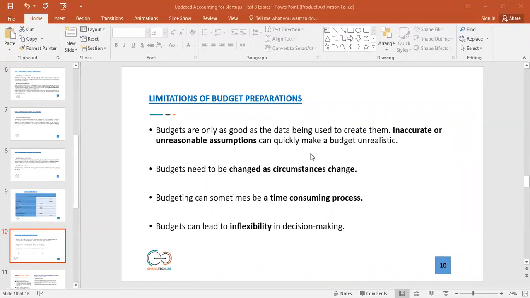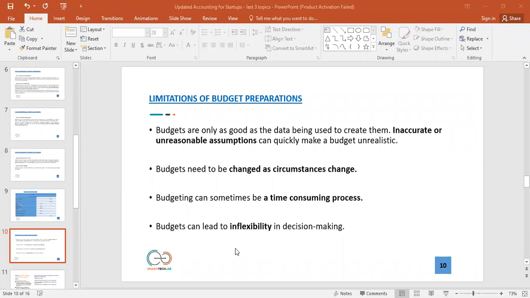So what will help us is that based on past data, we can easily make adjustments, and sometimes we can decide to dedicate one full day or one weekend to sit down and prepare the budget. If we allocate time, it will help us. But if we don't do that, it will really affect us.